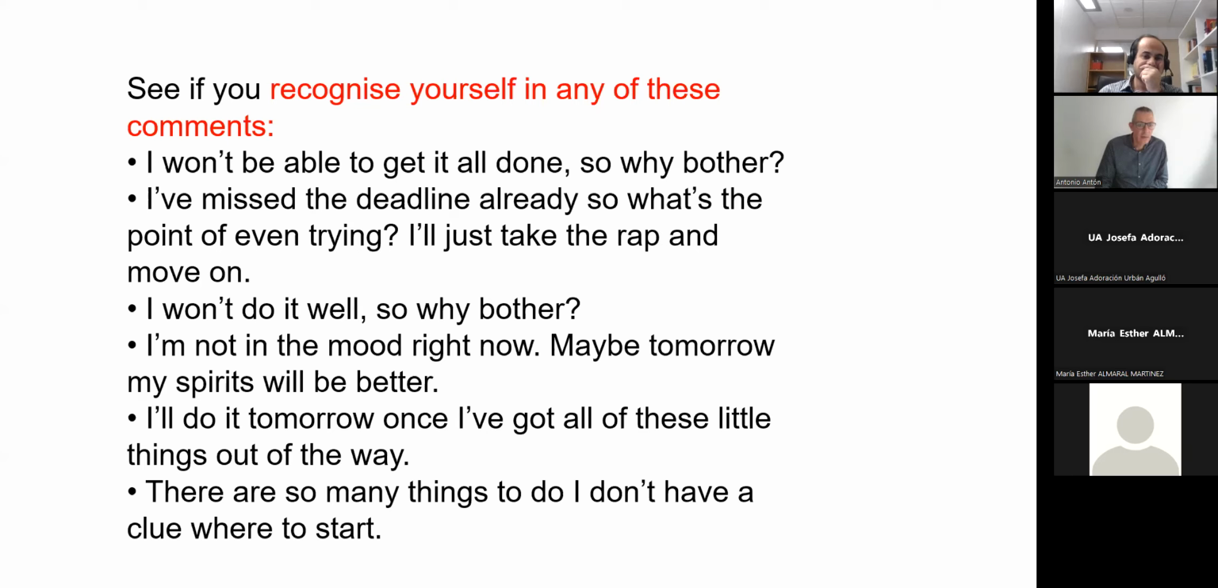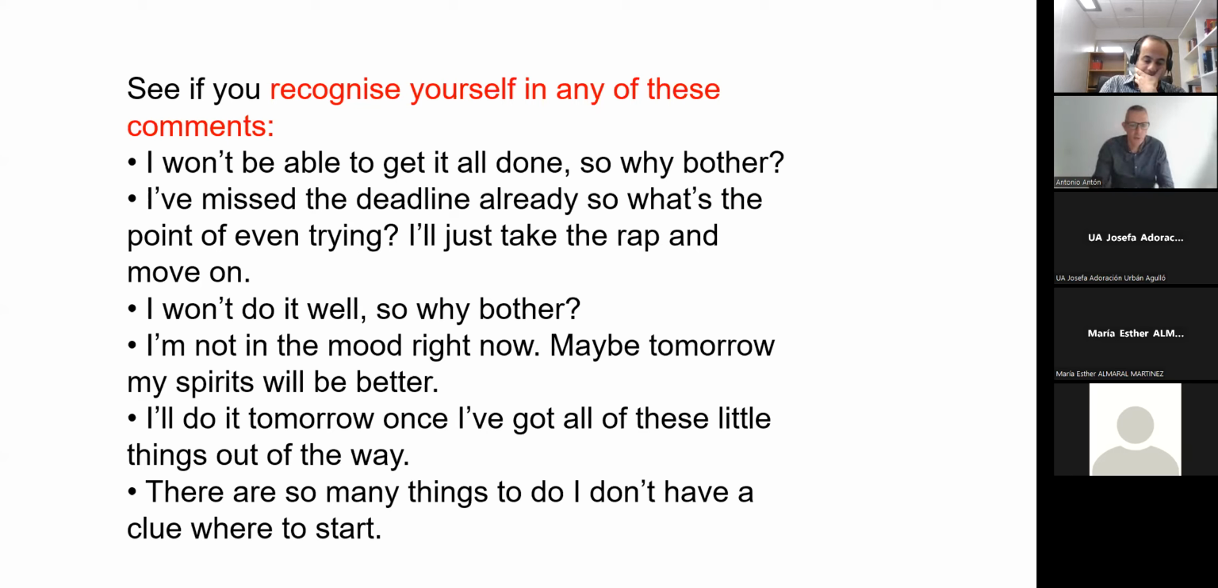The next statement is, "I won't do it well, so why bother?" It's like a fraction of negative aspects. Another statement is, "I'm not in the mood right now. Maybe tomorrow my spirit will be better."